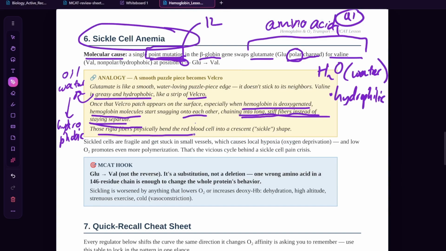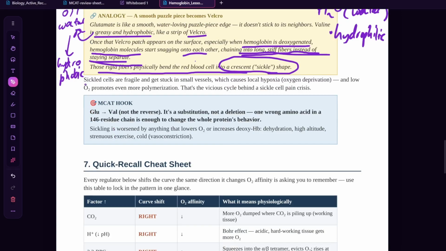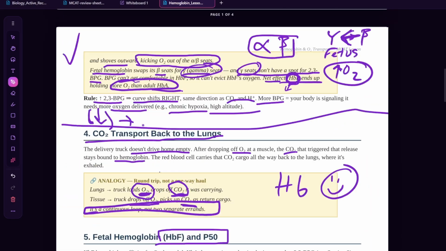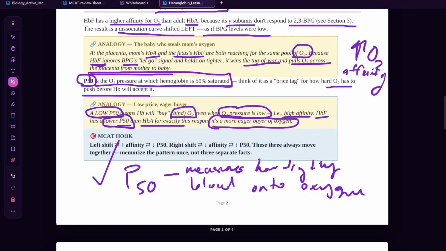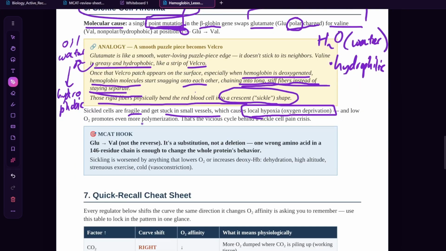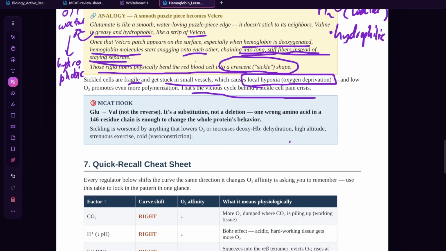Those rigid fibers physically bend into a crescent or sickle cell shape. That's why I had to show the picture of the sickle cells. Sickle cells are fragile and get stuck in small vessels, which causes local hypoxia. This relates to what we just learned about hypoxia with 2,3-BPG inhibition. And low O2 promotes even more polymerization. That's a vicious cycle behind sickle cell pain crisis. So one wrong amino acid in the chain is enough to change the whole protein's behavior.